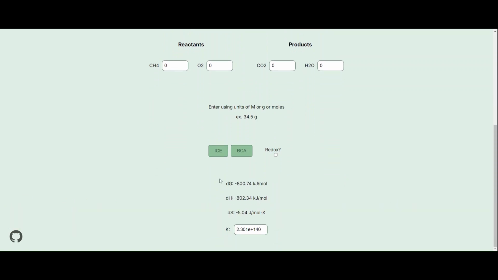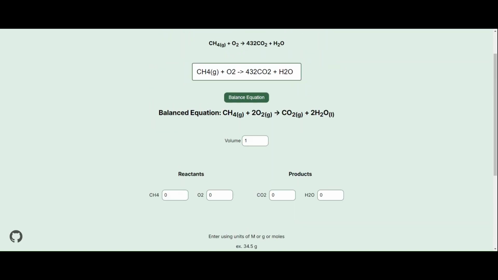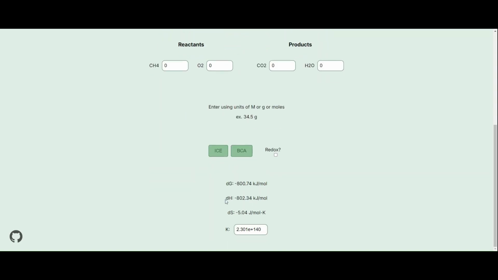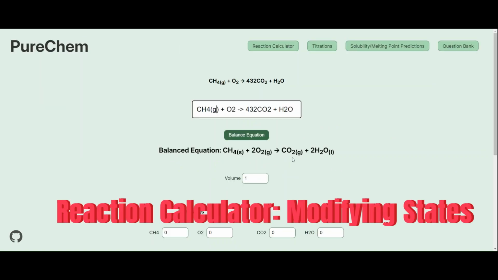We have the change in standard free energy of the reaction. We also have the change in standard enthalpy of the reaction. And lastly, we have the change in standard entropy of the reaction. We also have the equilibrium constant here, but we can modify this to any value we like. For example, we can enter 45, which will be used later on for the ICE calculator in this reaction calculator.